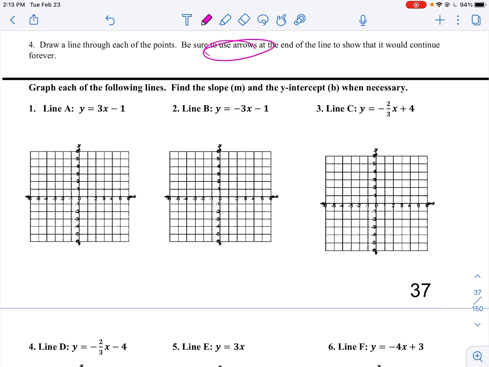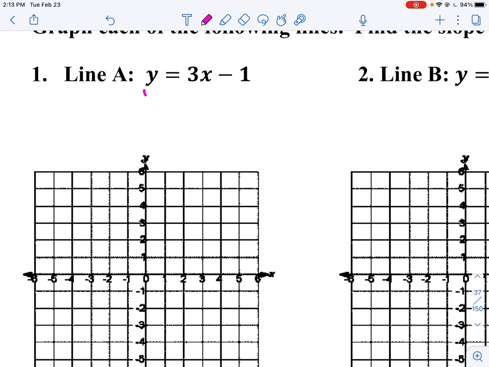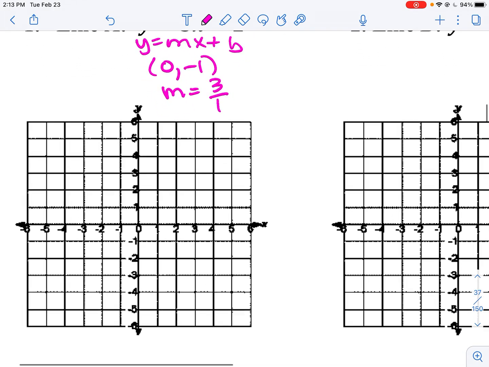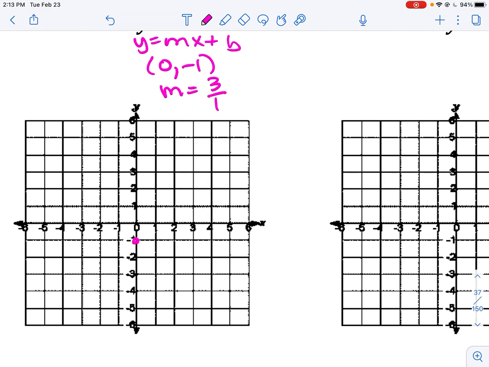These are lines. So here I go. I'm going to look at this first one right here. Okay, y equals mx plus b. So my y-intercept is 0, -1. My slope, now I just said write it as a fraction, so 3/1. So I go to 0, -1, and I plot that point. Then this is how much I go up. It's positive, so that means I'm going to the right. So 1, 2, 3, and I go over 1.